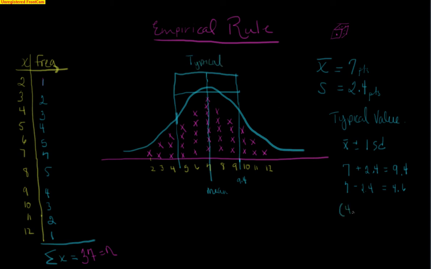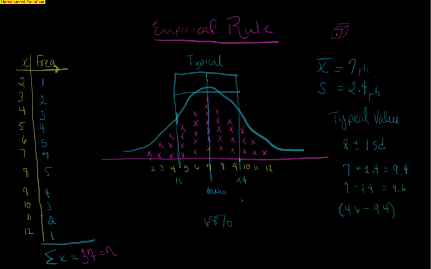We can expect to roll anywhere from a 4.6 to a 9.4. And so what if we were to do that an infinite number of times? Well, it turns out, in what we call the empirical rule, that the percentage of time that we will be within one standard deviation is 68% of the time. 68% of the time we will roll between a 4.6 and a 9.4, right? Within one standard deviation. That is what we call the empirical rule.